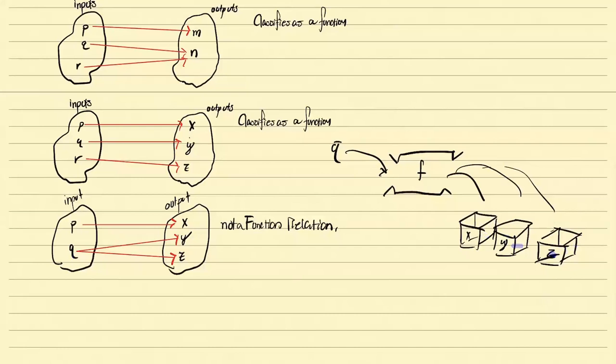So that's why, for example, this is still a function relation, because if I put Q in, it says it should go into the N box. If I put R in, it should go into the N box. Two inputs going to the same bin is fine, but one input going to two different bins is not okay.